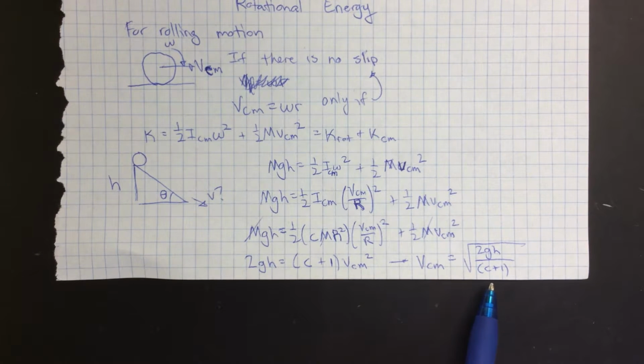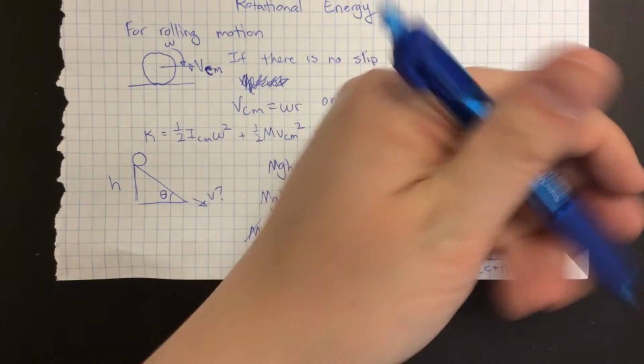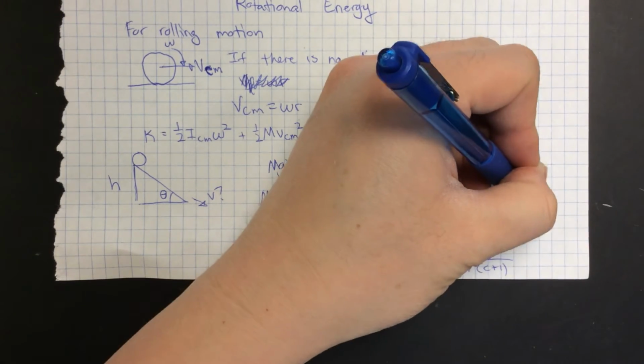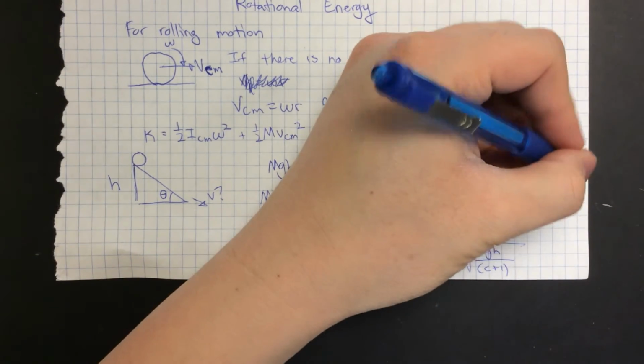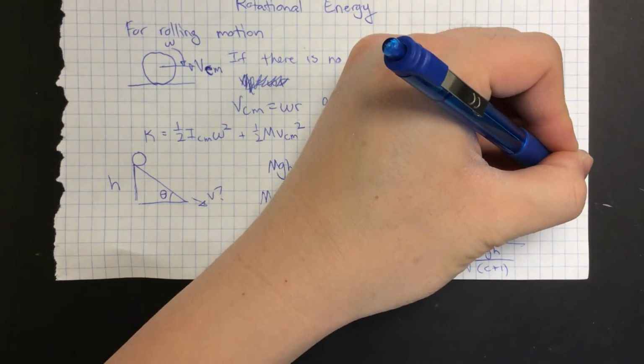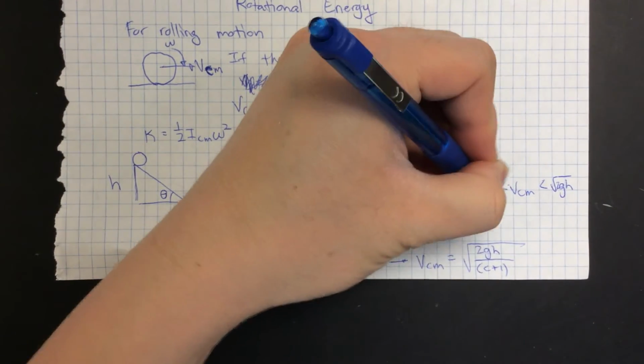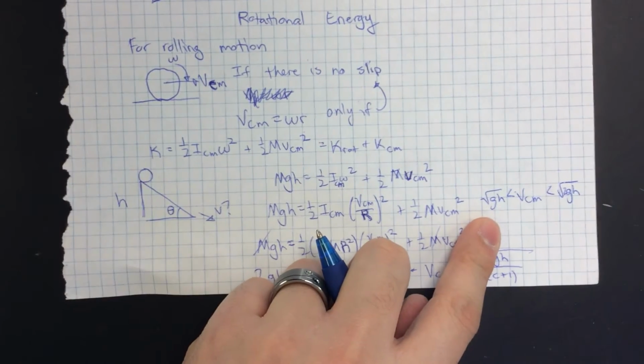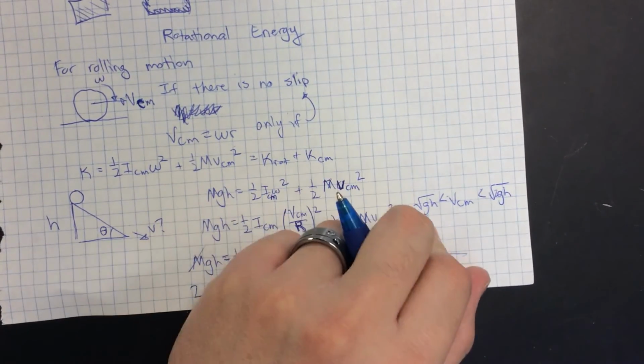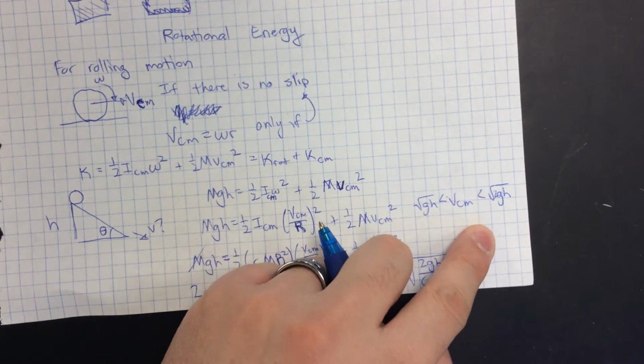So what does rotating do? At most, it can take away this extra amount of energy, right? So if C becomes 1, VCM is anywhere from square root of gh, or sorry, square root of 2gh greater than square root of gh. At worst, it's square root of gh. At best, it's square root of 2gh.